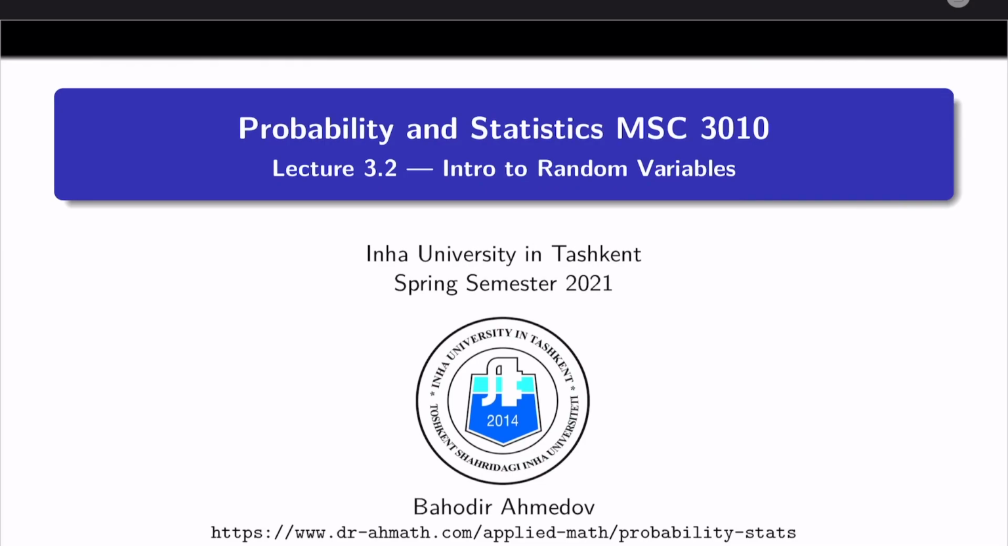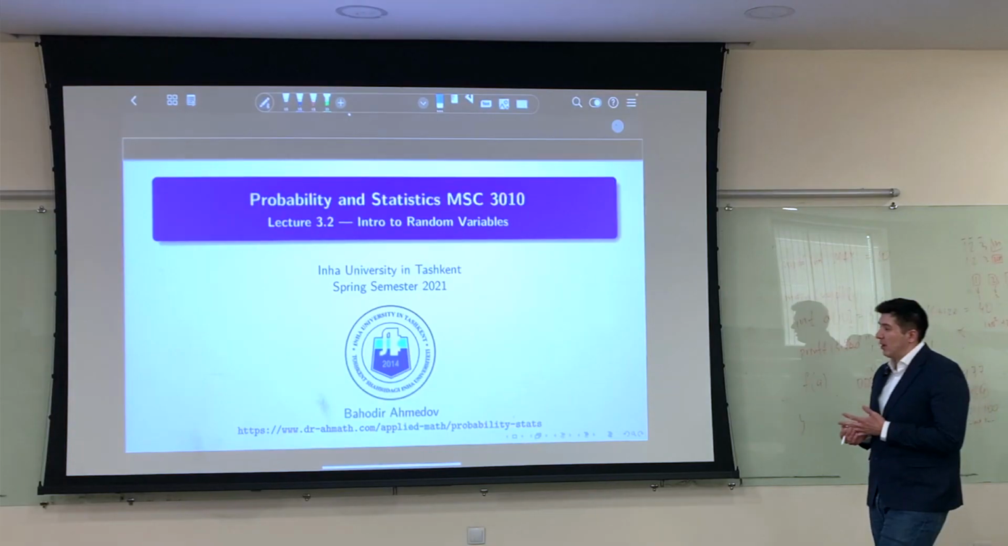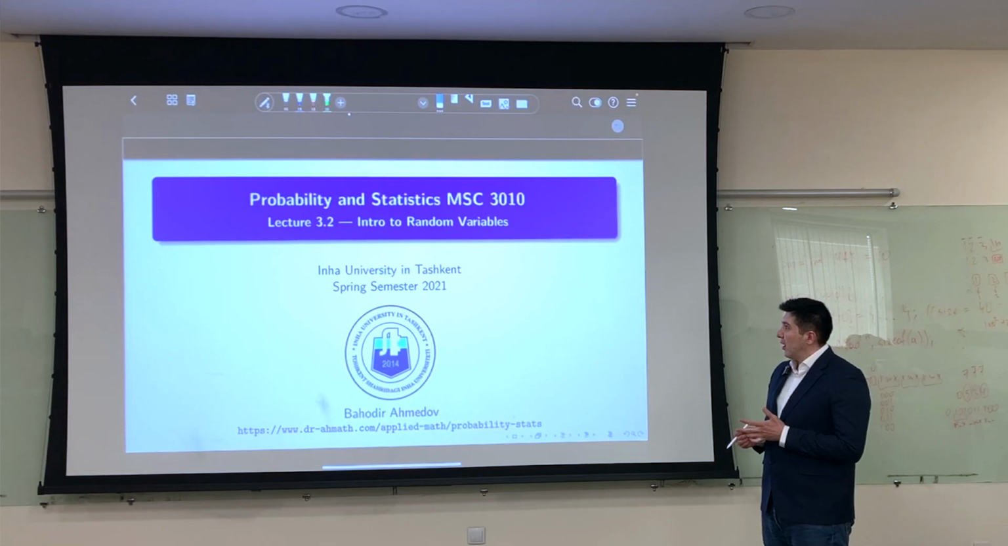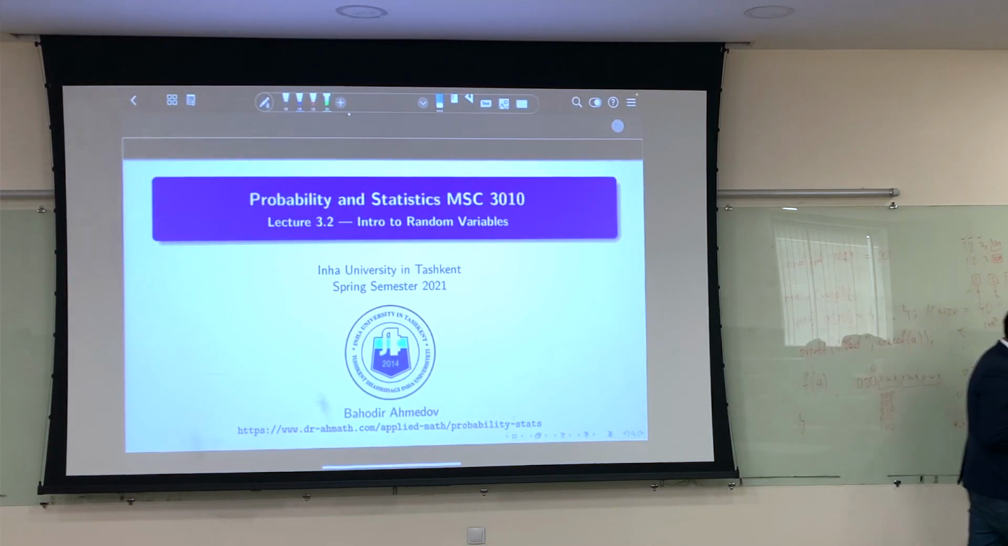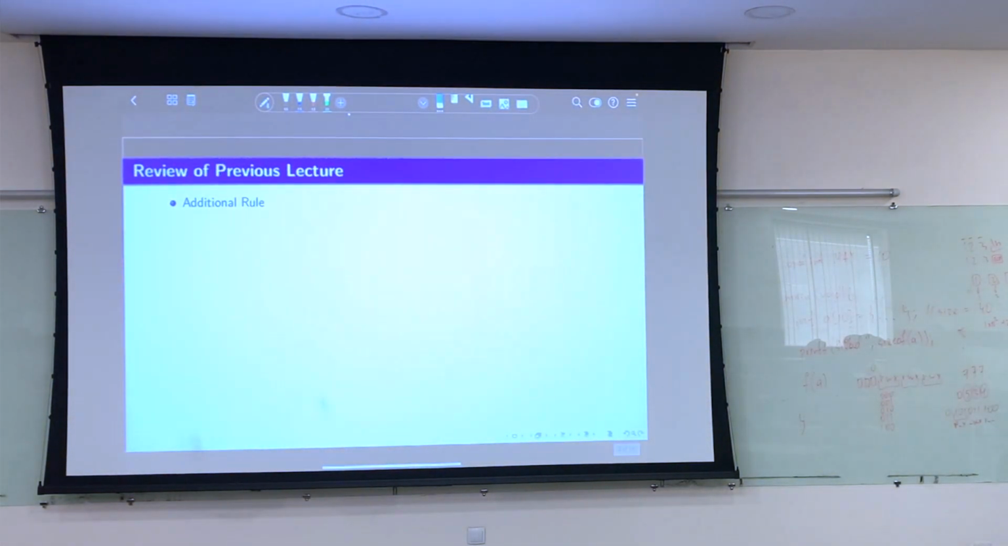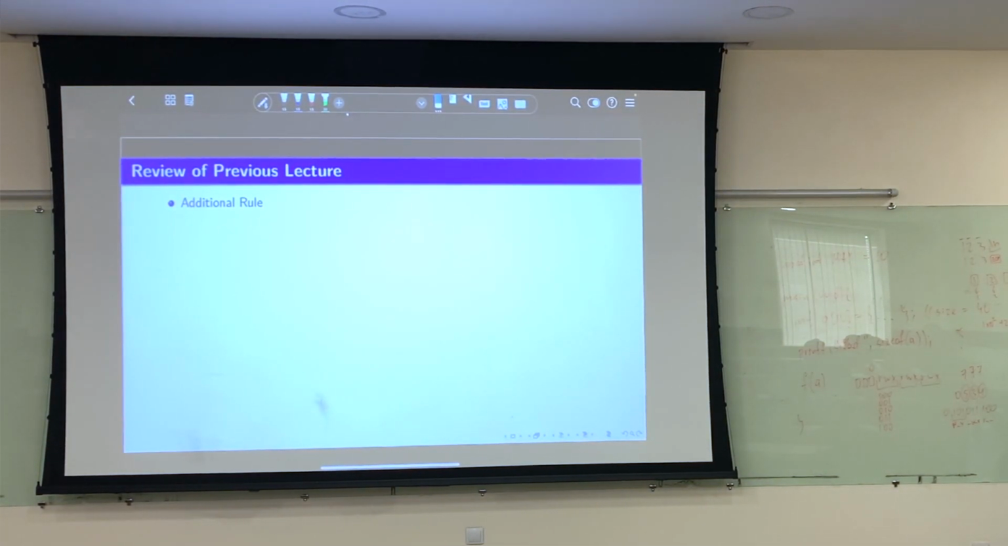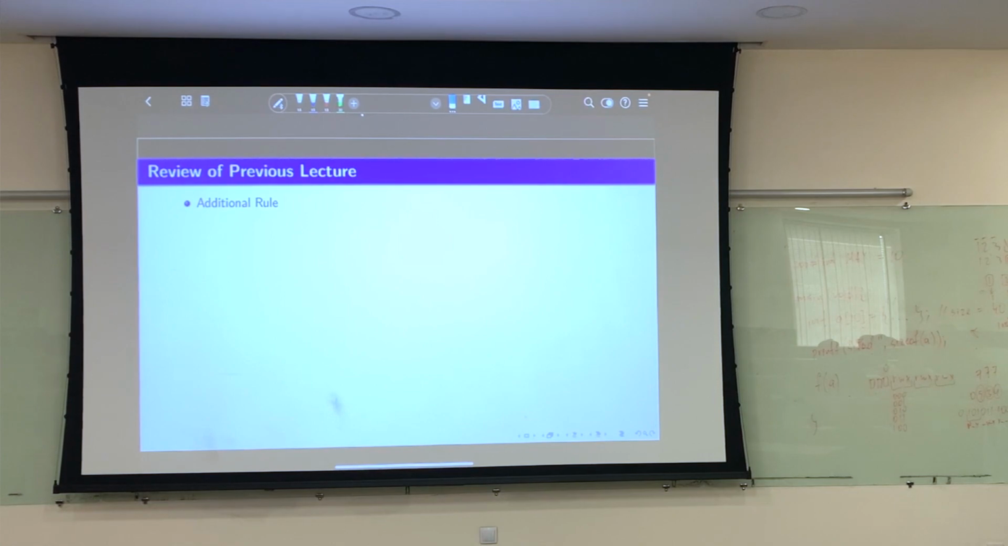Okay, today we're going to talk about random variables and their distributions. Before we do this, let us discuss the previous lectures. In the previous lectures, we talked about the rules of probability. We talked about the addition rule and the multiplication rule.